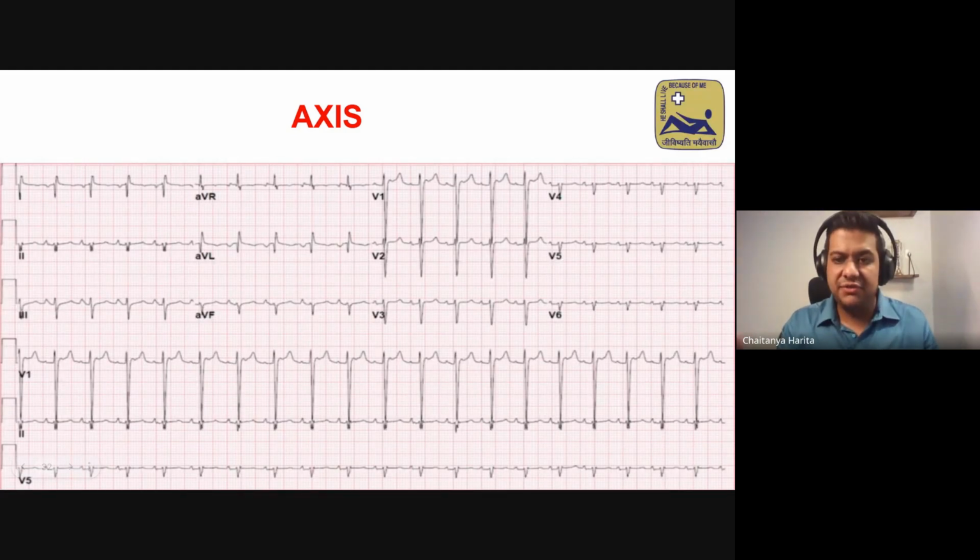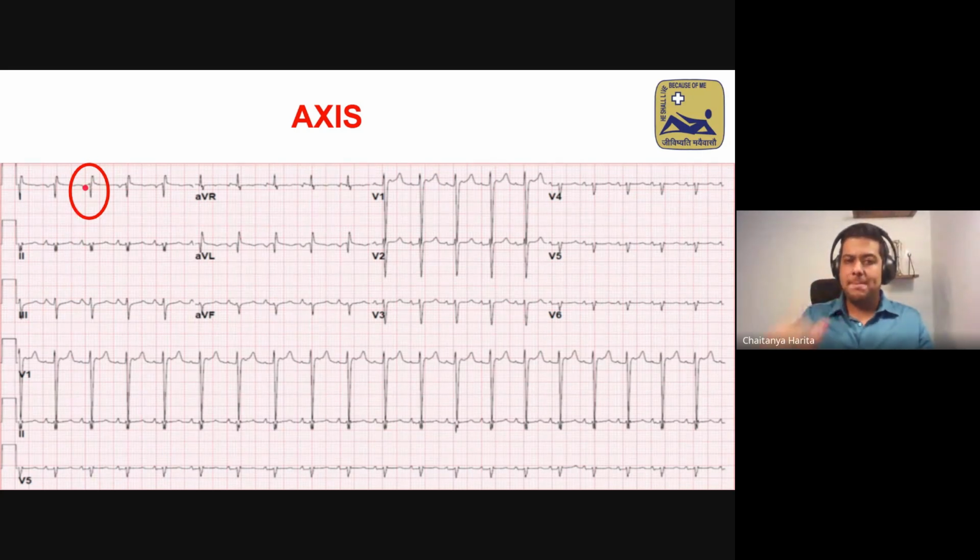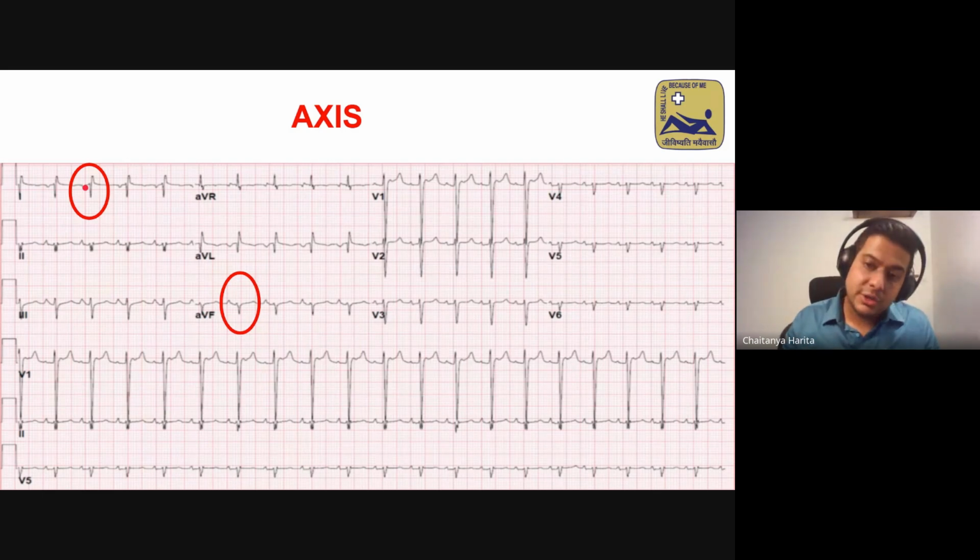And this is the one you have to be very, very careful on. Lead one is predominantly negative. Though you have a positive wave as well, the predominant wave is more negative. AVF is also negative. And I told you, if both are negative, the axis is northwest or extreme right axis, which is a very rare phenomenon.